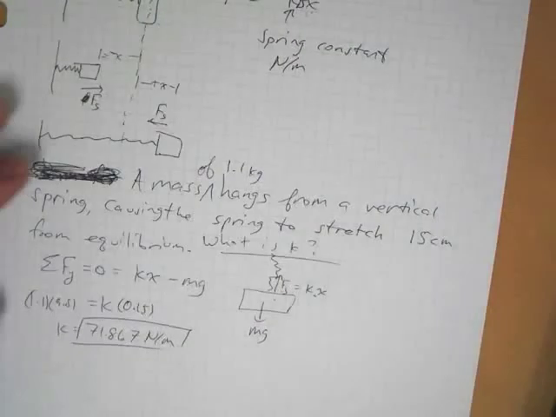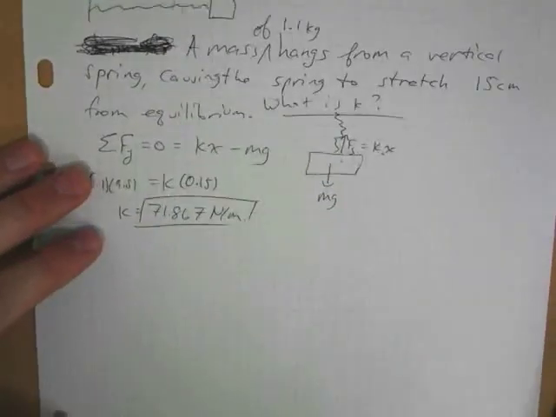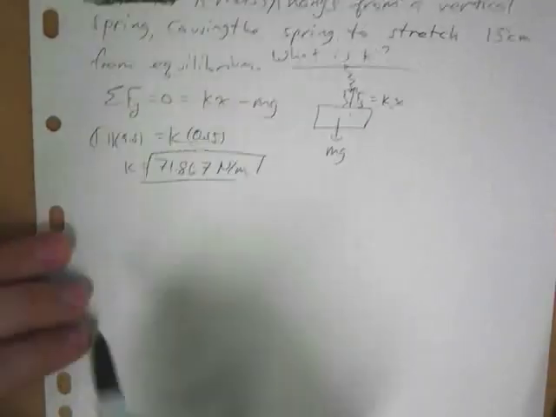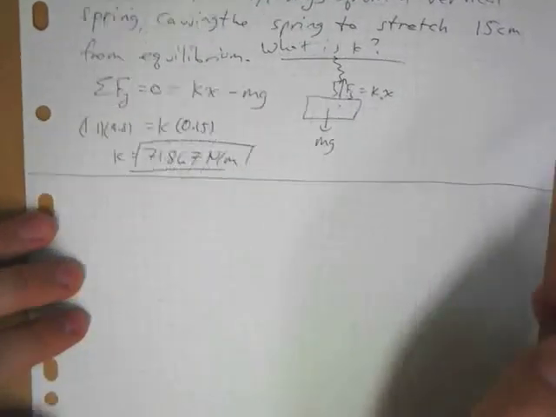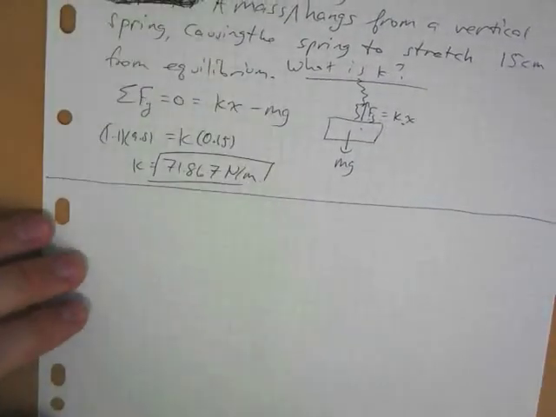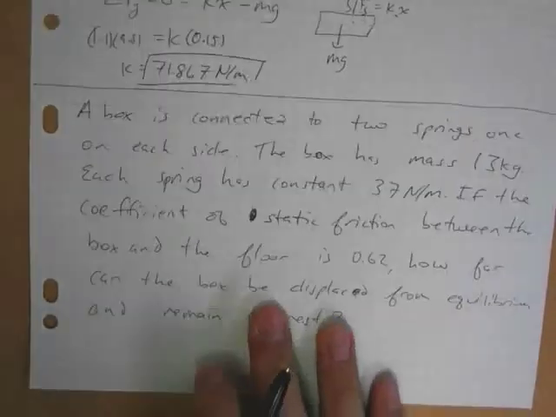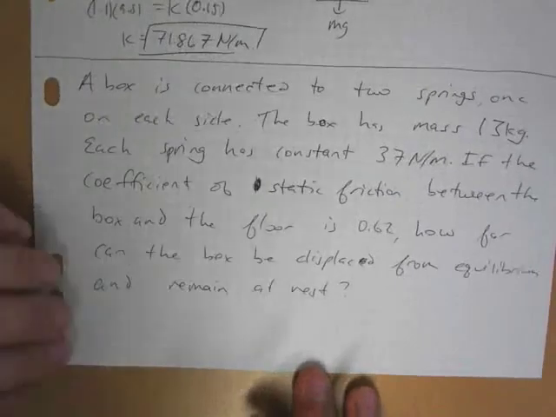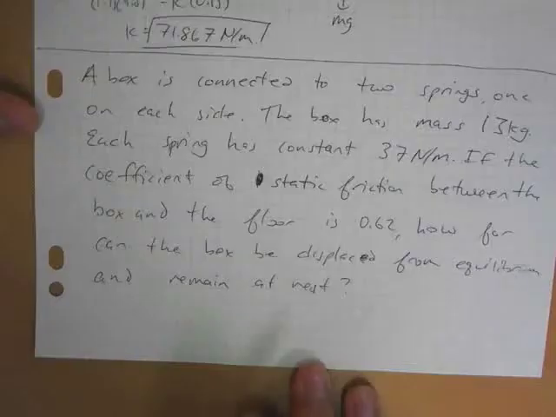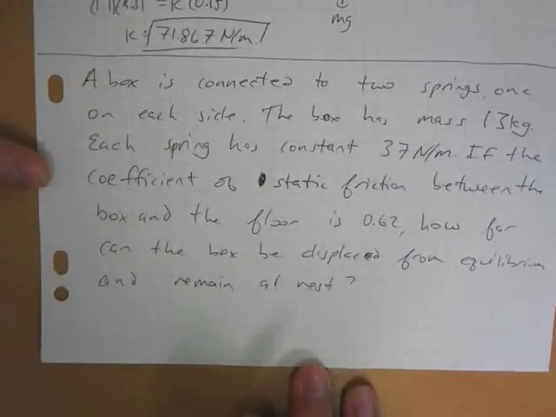I can make it more complicated. There are two springs, one on each side. The box has mass 13 kilograms. Each spring has constant 37 newtons per meter. The coefficient of static friction between the box and the floor is 0.62. How far can the box be displaced from equilibrium and remain at rest?